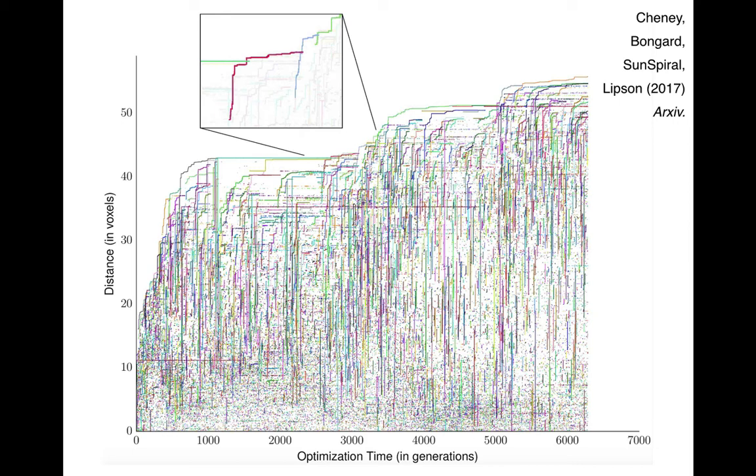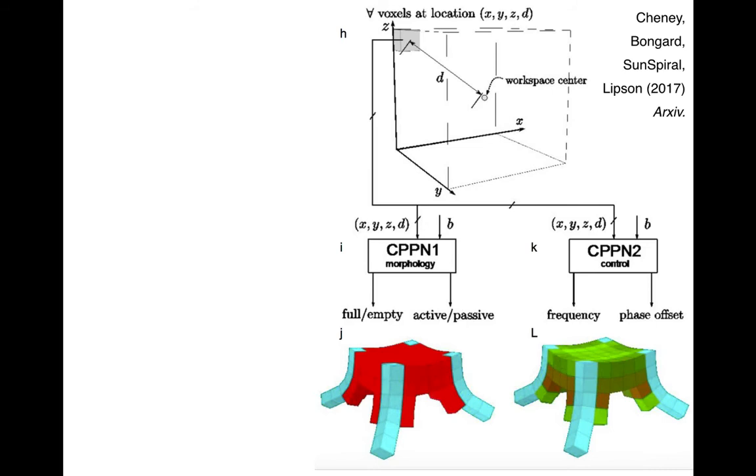One important change that Nick made was to change the genotype. So the genotype now encodes two of these CPPNs, and again, just remember that a CPPN is painting a regular pattern across a substrate. What you're looking at here is a visualization of just one genotype. That genotype contains one CPPN which paints the body plan, so it paints the three-dimensional shape of the robot in panel J there, and paints the voxels as being either active red or passive light blue. The second CPPN paints a controller or a brain onto that robot. In this case, it's a very simple controller. It's outputting a frequency and a phase offset for each voxel.